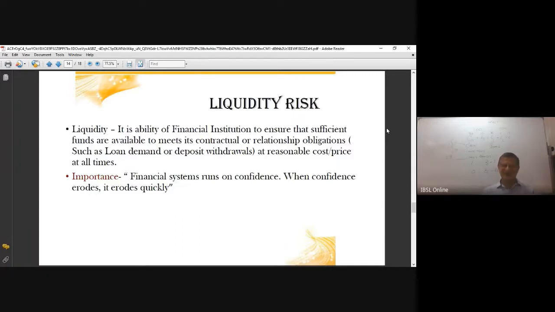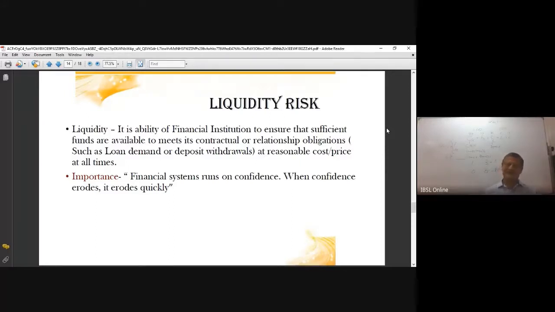But I'm sure when I come to the bank, you will oblige me. You will give me money. You may charge a penalty, but you will give me this. Why do you do that? It's simply because, as you see in this slide, when confidence erodes, it erodes quickly. That means when you refuse to pay, I will not go to courts, but I will tell my friend, look, I went to take my money and the bank didn't have money. Then the confidence my friend has in your bank will also erode.